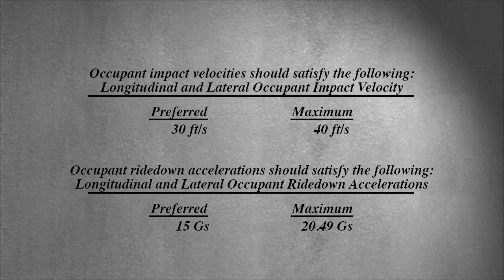MASH sets limitations for both these occupant risks. A maximum value of 40 feet per second is allowable for OIV and 20.49 G for ORA. The flight space model, however, is known to be conservative in its nature due to the fact, for example, that it is not considering in any way inclusions of passive restraint systems such as seat belts and airbags.